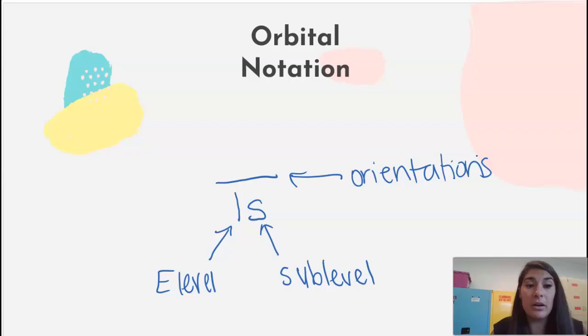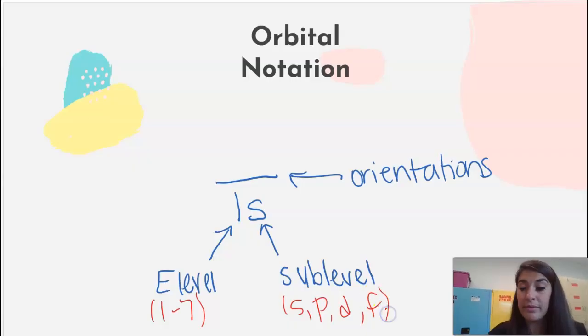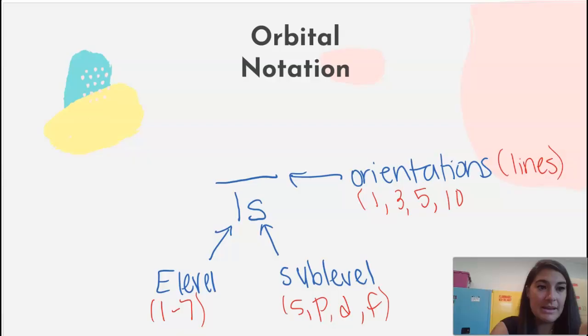So from here, our energy level, you could have 1 through 7 listed there. Your sublevel, that's where you're going to have S, P, D, or F. And then your orientations, your lines, literally, like we're showing lines for this. You're either going to have 1 line, 3 lines, 5 lines, or 7. Sorry, not 10. 7. Okay, so there we go.